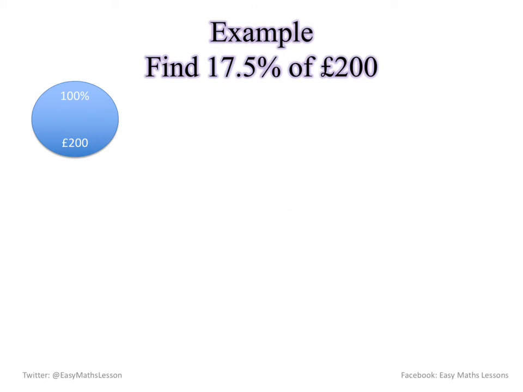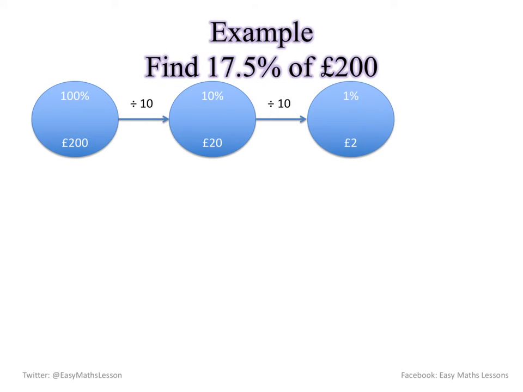All right, let's try something really challenging. This time we are going to find 17.5% of £200. I'm going to do the same thing. I'm going to take my 100%, my £200, and find 10% first. From my 10%, I'm going to divide by 10 and find 1%. Every time I go across, I divide by 10. Every time I go downwards, on the other hand, I'm going to half it. So half of 100 is 50, and therefore half of 200 is 100.